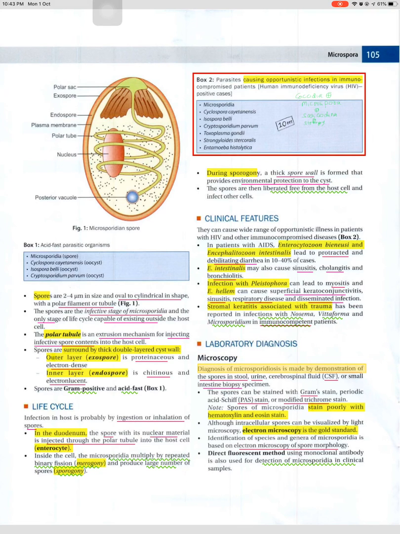Laboratory diagnosis. Microscopy. Diagnosis of microsporidiosis is made by demonstration of the spores in stool, urine, cerebrospinal fluid, CSF, or small intestine biopsy specimen. The spores can be stained with Gram's stain, periodic acid Schiff, PAS, stain, or modified trichrome stain. Note, spores of Microsporidia stain poorly with hematoxylin and eosin stain, although intracellular spores can be visualized by light microscopy. Electron microscopy is the gold standard. Identification of species and genera of Microsporidia is based on electron microscopy of spore morphology. A direct fluorescent method using monoclonal antibody is also used for detection of Microsporidia in clinical samples.